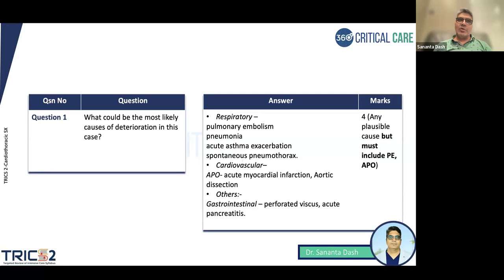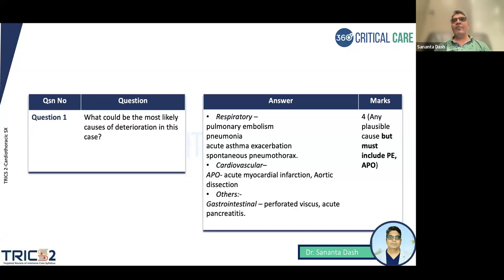If they ask about causes, talk about causes, not a single cause, right? Start with the most relevant one, where it is a pulmonary embolism. So the causes for hypoxia in general or in this patient are respiratory issue, cardiovascular issue, and others that can cause it. Respiratory problems are pulmonary embolism, possible pneumonia, acute exacerbation of asthma, or spontaneous pneumothorax. I'm giving you a list of things, but try to put the relevant name or relevant diagnosis for this patient.